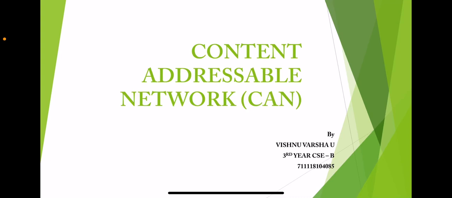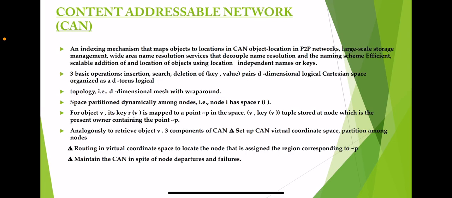Content Addressable Network. It has three basic operations: insertion, search, and deletion of key-value pairs. The D stands for dimensional: a logical Cartesian space organized as a D-torus logical topology. Space is partitioned dynamically among nodes, that is, node I has space R of I. For object V, its key K of V is mapped to a point P in the space.